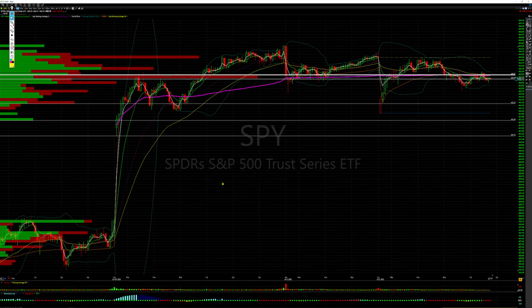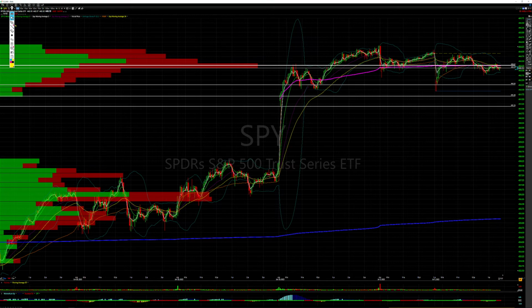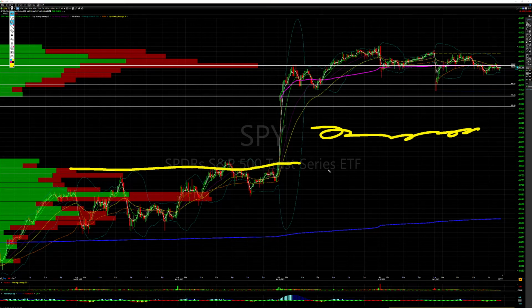And so if we get into that gap, well, what's that mean? Well, I'm not buying. I'm not going to try to buy anywhere in this gap. I don't care what happens. I'm going to try to buy here at this gap fill.